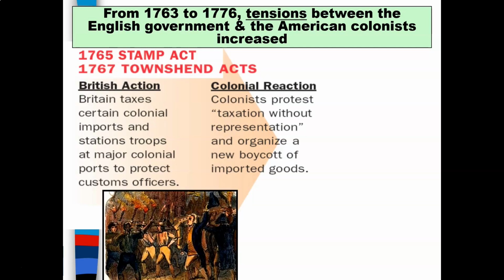From 1763 all the way to 1776, tensions between the English government and the American colonists increased. And we have some of the British actions right here. In 1765, the Stamp Act was passed. In 1767, the Townshend Acts were passed. And obviously, Britain was trying to collect money from the colonists by taxing them. Again, the colonists reacted by saying there should be no taxation without representation, and that this was something big within the American colonists.